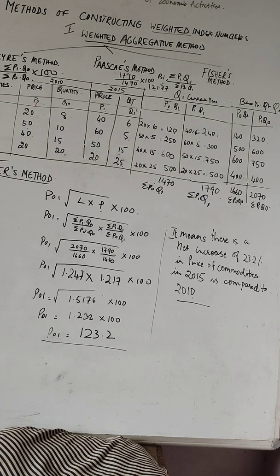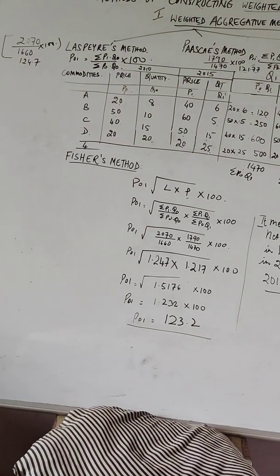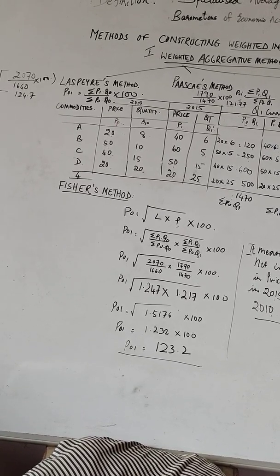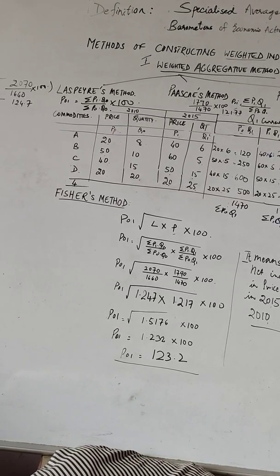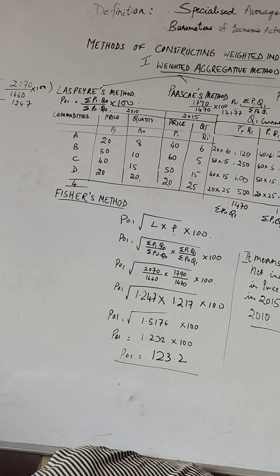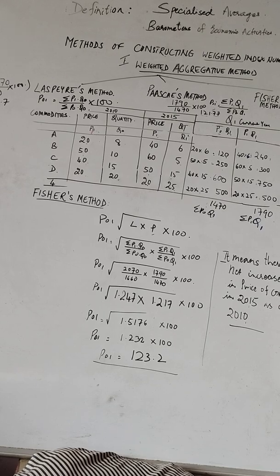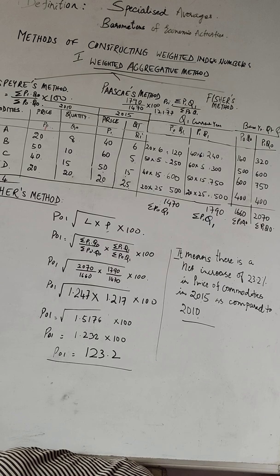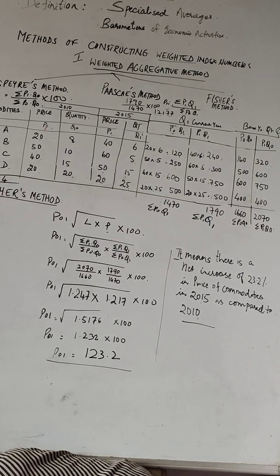But right now, I want you to copy this in your notebooks. I want you to do this and make sure that you open your course book, take an illustration from there, do the Fisherian method for constructing weighted index number, and then do one from the exercise. All right. So with that, in the next, we finish with the weighted aggregative method. We do the next one. Okay.